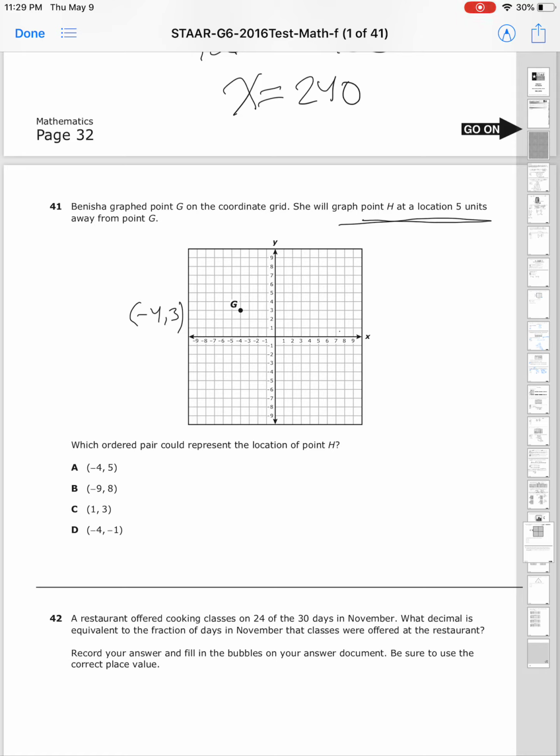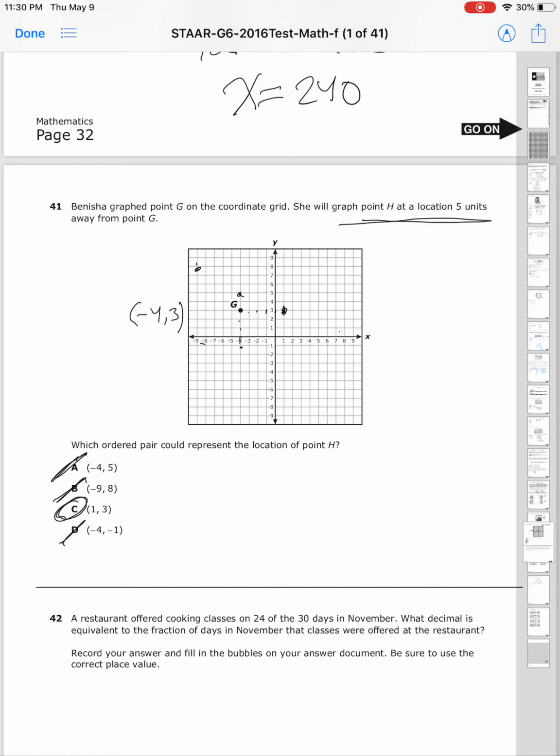If I were to say -4 and 5, that isn't 5 units away from G. What about -9 and 8? -9 and up 8. That's way more than 5 units away from G. We have 1 and 3. Let's count these units away from G. So that's 1, 2, 3, 4, and 5. So 1, 3 is 5 units away from G, but we'll just try this last one out. -4 and -1, and that is not 5 units away from G. That's only 4 units away from G. So our answer is C.